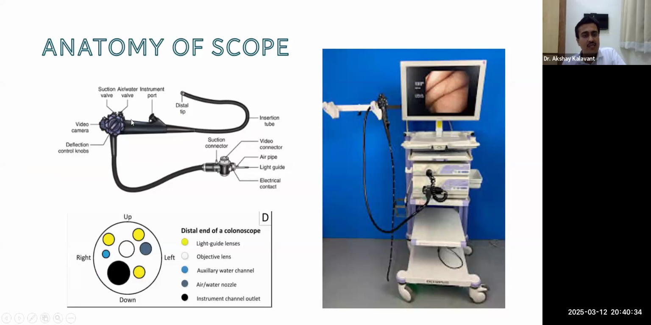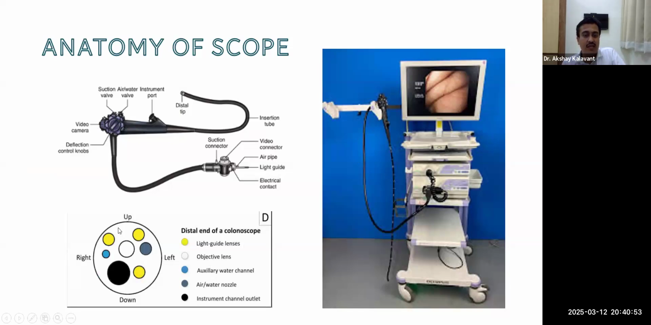Here there are so many switches and buttons which are used for controlling. There is a suction valve for suction, an air or water valve to let out a jet of air or water, an instrument port over here, a camera over here, and a deflection knob. I'll show it in the next slide.